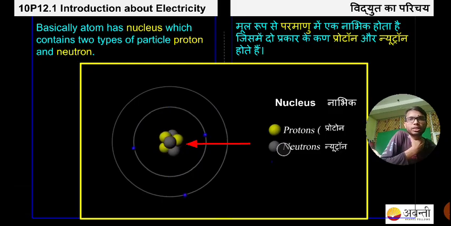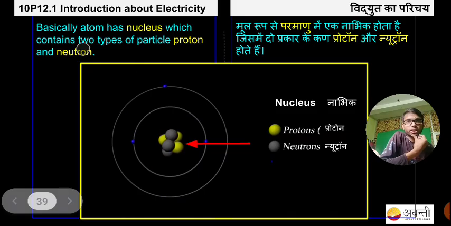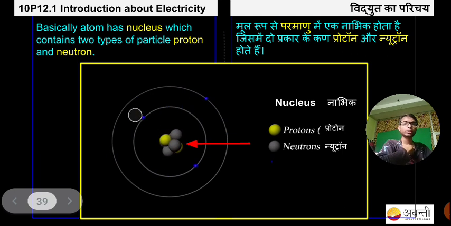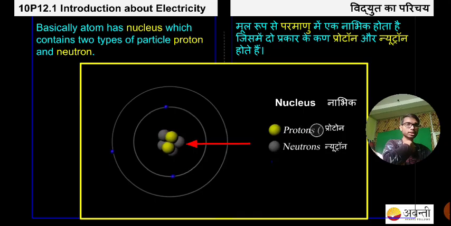What is happening here? Basically, an atom has a nucleus, which contains two types of particles: proton and neutron. This place is the nucleus, and it contains two types of particles. This yellow color is a proton, and the other color is what? Neutron. This is neutron and this is proton.